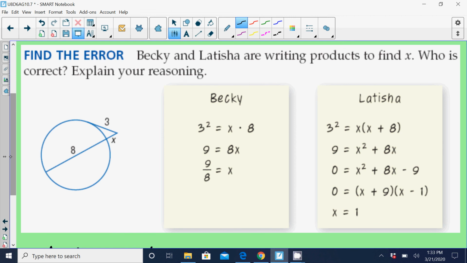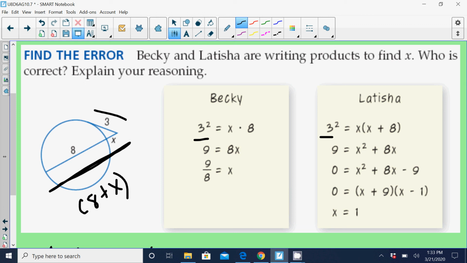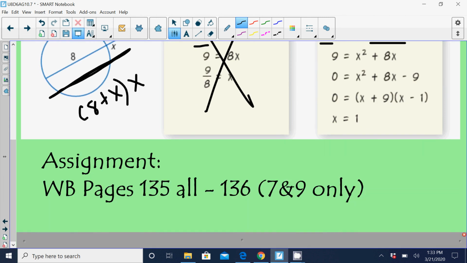Final example is find the error. If we look at it, once again, we have tangent meeting a secant. Tangent, we square it, so that's the same in both problems. The secant, remember, we go the whole piece. So what could we use to represent that whole segment? I could either say 8 plus x, or it looks like Letitia says it's x plus 8, which is really the same thing. Take it times the exterior segment. Becky's is incorrect.